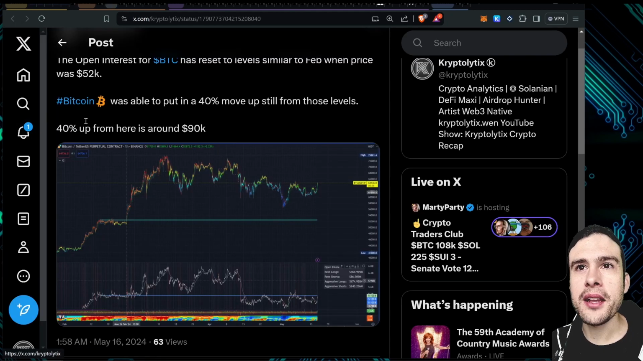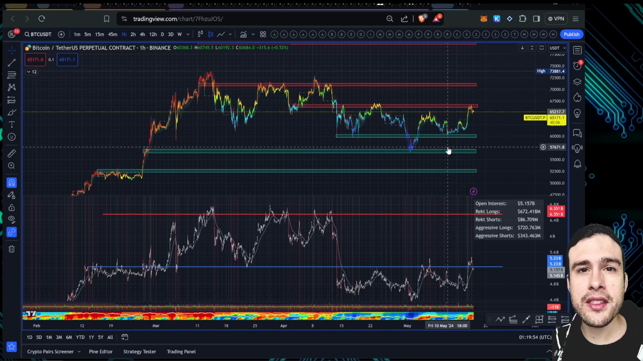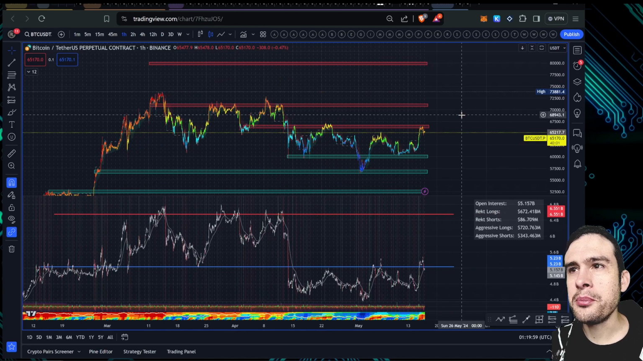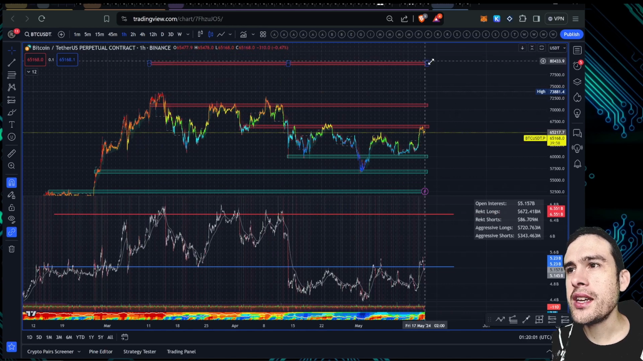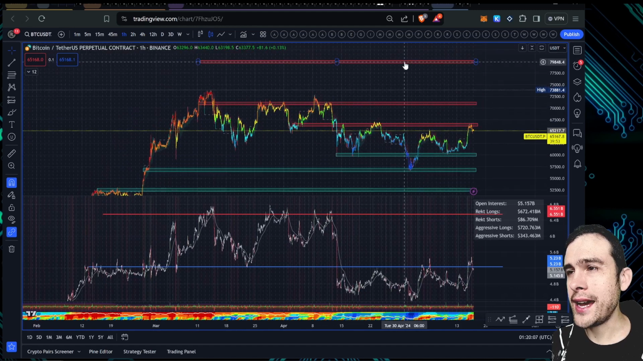And keep in mind that Bitcoin was actually able to put in a 40% move to the upside from those very same levels. And 40% up from here is about 90K. That aligns with a lot of my targets. So between 80 to 90K is my target if we get bullish continuation, up around here, 80K being the first one, 90K being the next one. It is price discovery though, so all we have to work with is a lot of these psychological round numbers.